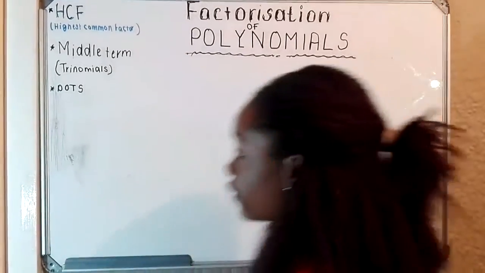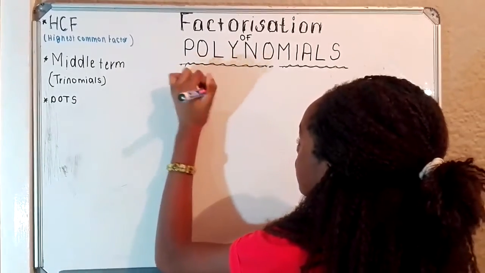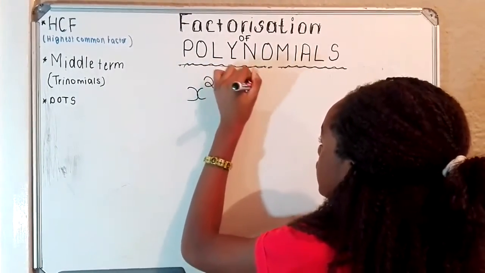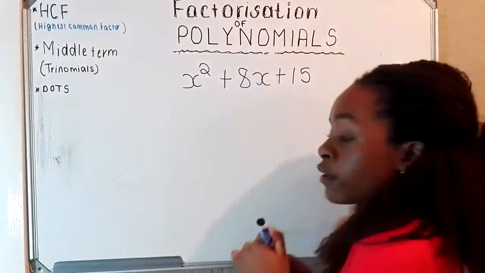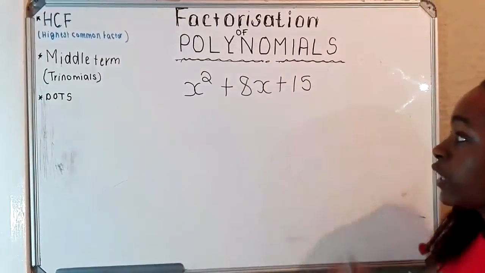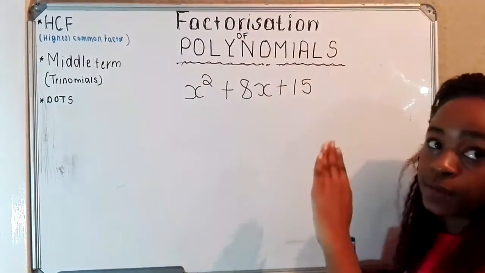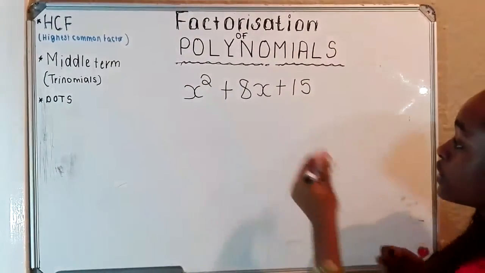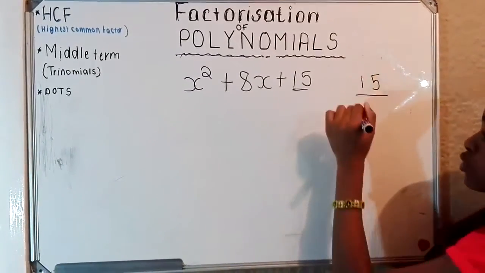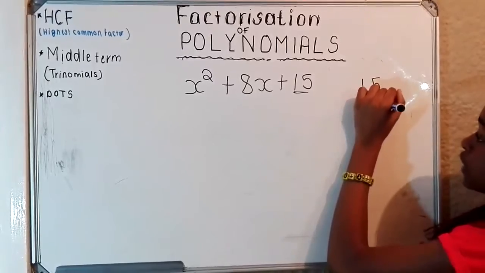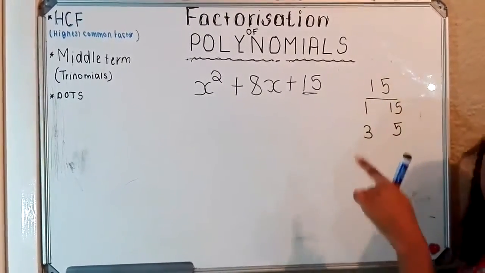Okay, say for example you have x squared plus 8x plus 15, okay? Feel free to pause this video and try this on your own, okay? So this is another example of the middle term method. So we'll do the same thing, which is we look at our constant and we write down all the factors of our constant, okay? So we can have 1 and 15, 3 and 5, and that is it, okay?